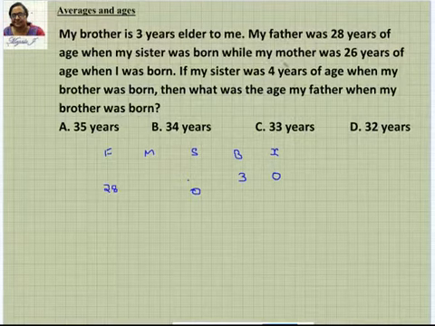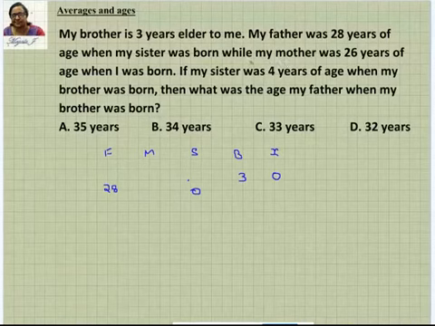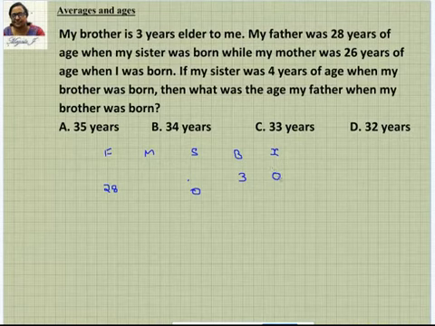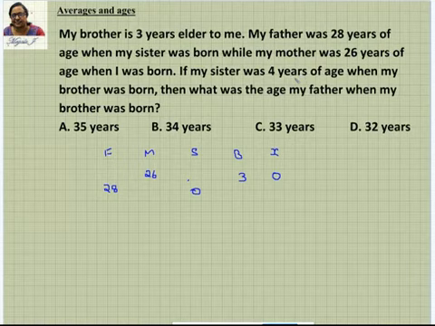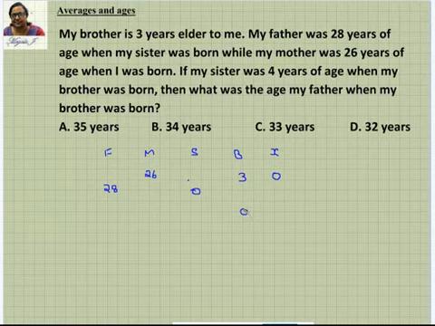Next sentence says, my mother was 26 of age when I was born. So I was born means when X is 0, mother was 26. So that is what is given here. So you can write on this. And now the next sentence is, if my sister was 4 years of age when my brother was born. So my brother was born, that's not mentioned here. Let me take here. My brother was born, sister was 4 years of age. That means the difference of their age is 4.